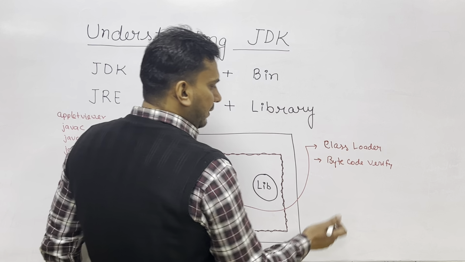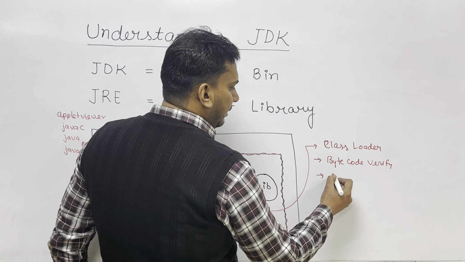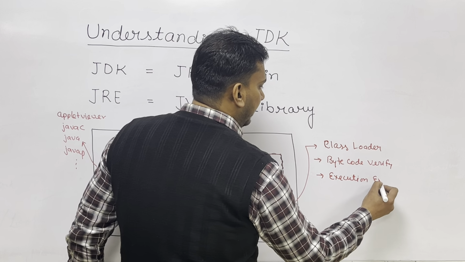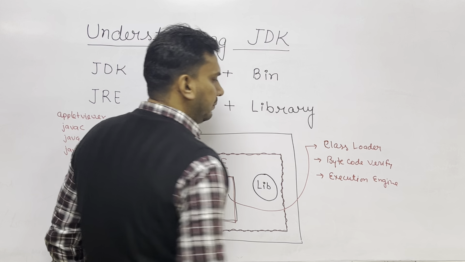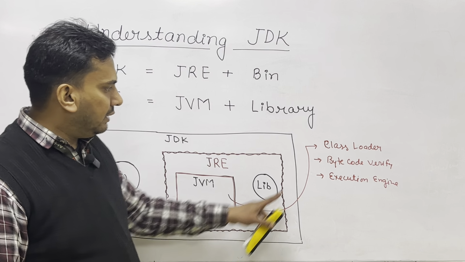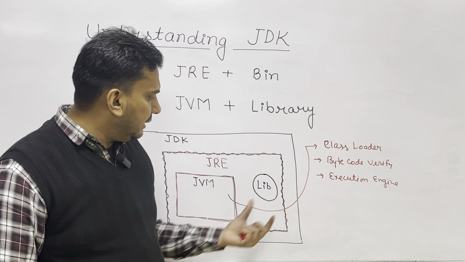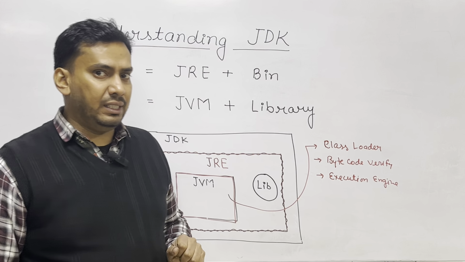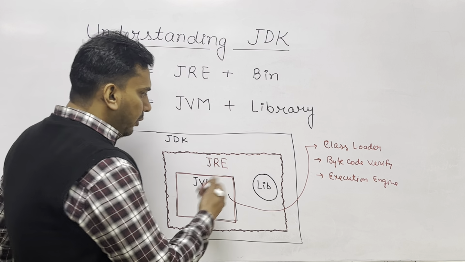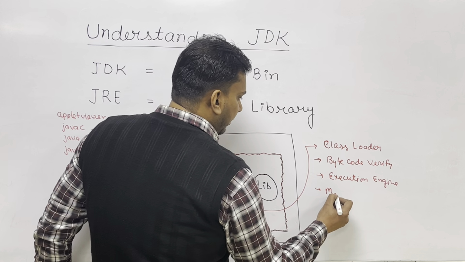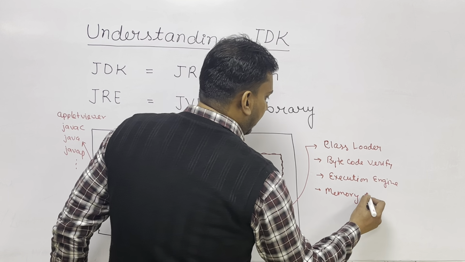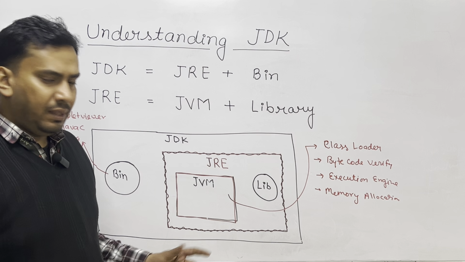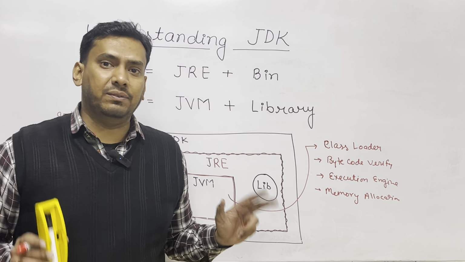Then once the bytecode verifier says okay, there is an execution engine. Execution engine will execute your Java program, right? So these are the three main modules inside the JVM which come into the picture one by one while executing any Java program. And one more important task JVM does is memory allocation. In case of Java, memory allocation is done by JVM. That's why it is uniform in every operating system.